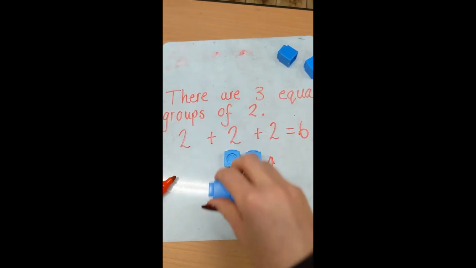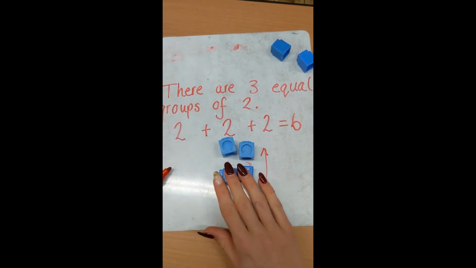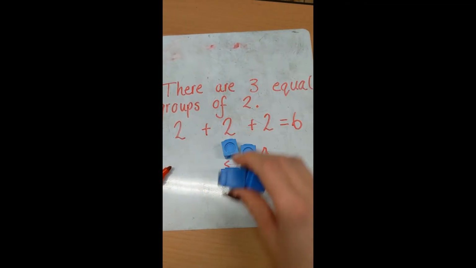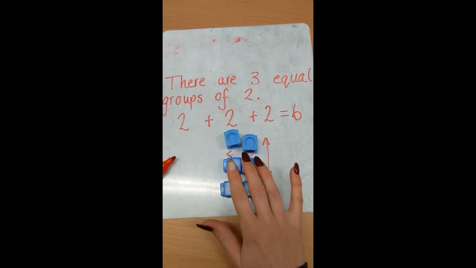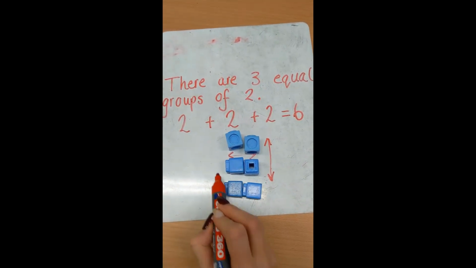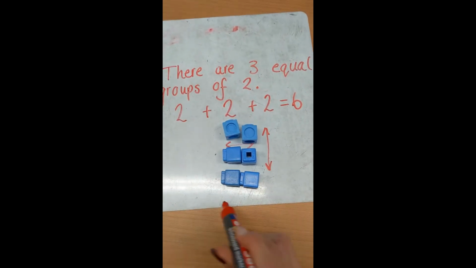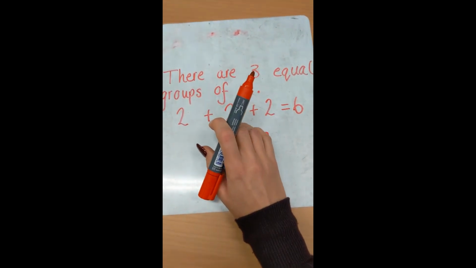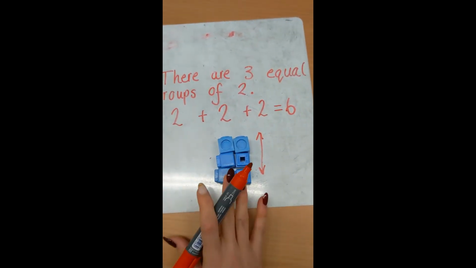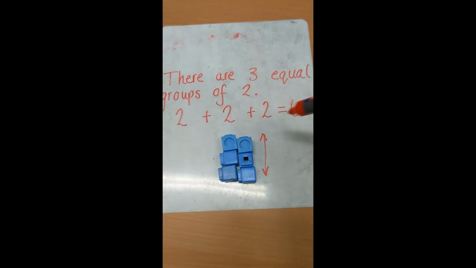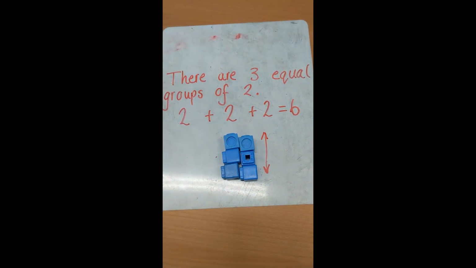So I want 3 rows. 1, 2, 3. I've got 1, 2, 3 rows and 1, 2 columns. So I've made an array. I've made a really lovely neat array from my equal groups.